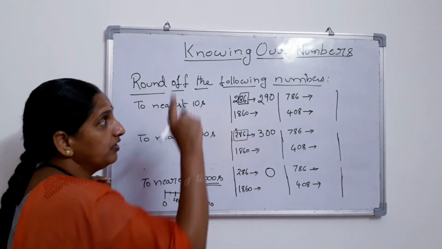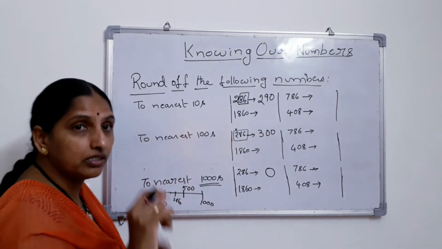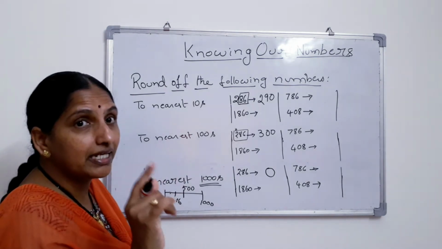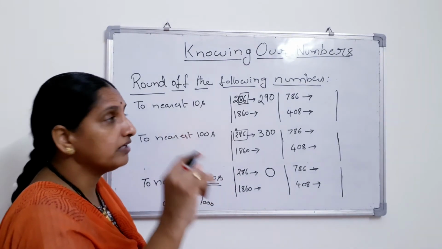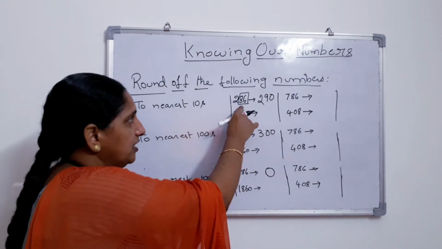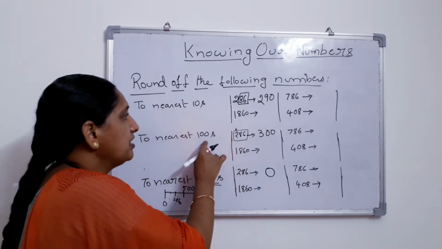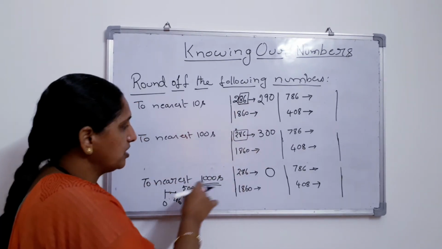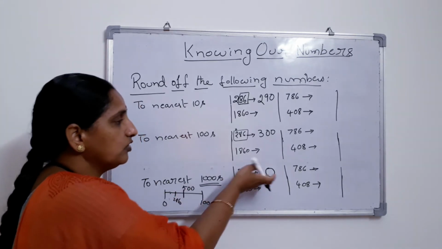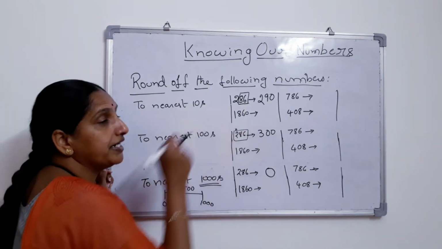Did you get that one now? The same number, how it is behaving. While you are solving your exercise problems, please take care which number is given and which particular place we have to round it off to. Here it is to nearest tens, so the tens place value is changing. Hundreds, so the hundreds place value is changing. Thousands, it is not nearer to 1000, therefore it is nearer to 0 and hence it is 0. Clear? Right. Let us take 1860.